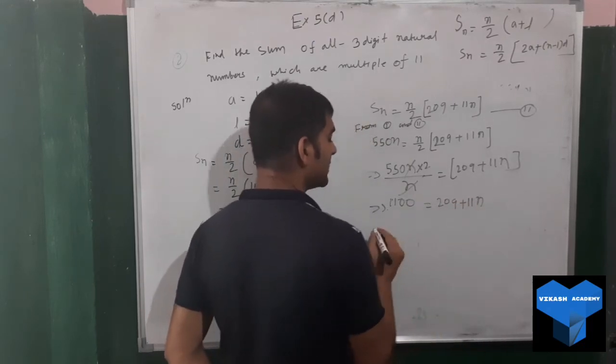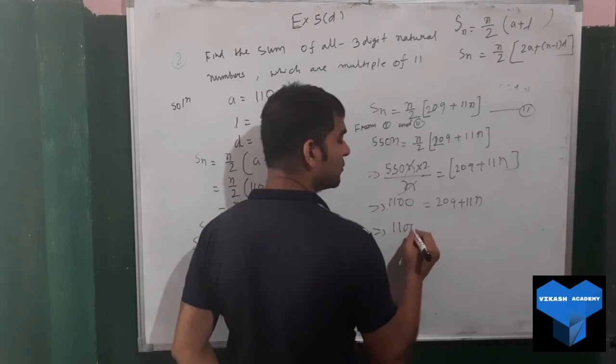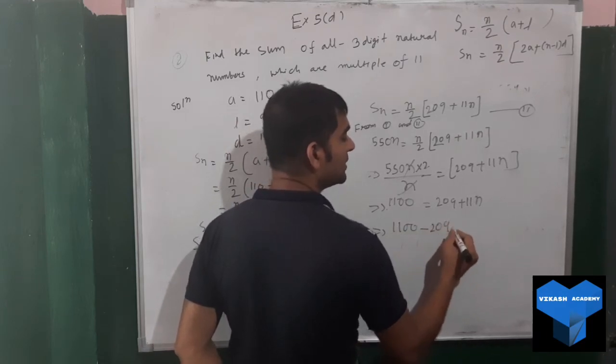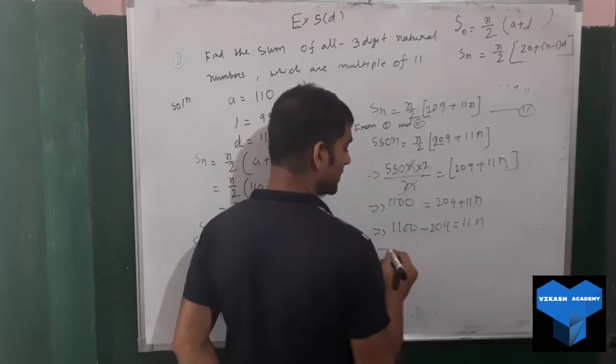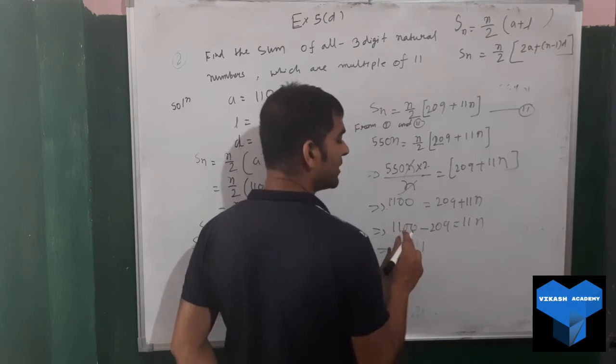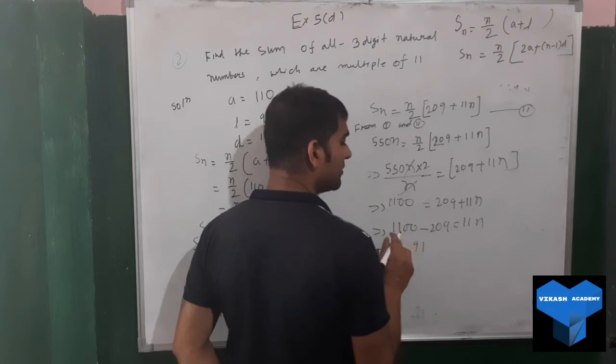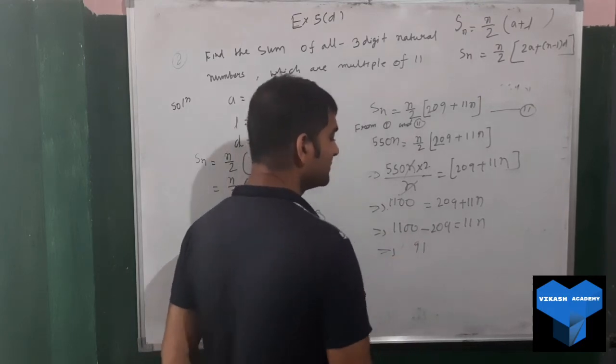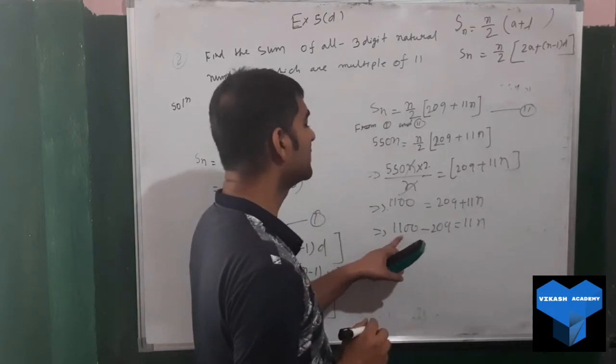And take this one to the other side, it will be minus. So 1100 minus 209 is equal to 11n, and subtract. So 10 minus 9 will be 1. Then here we have 9 will be here 9. Now 11 minus 2 will be 9. We have already taken, right? So 10.